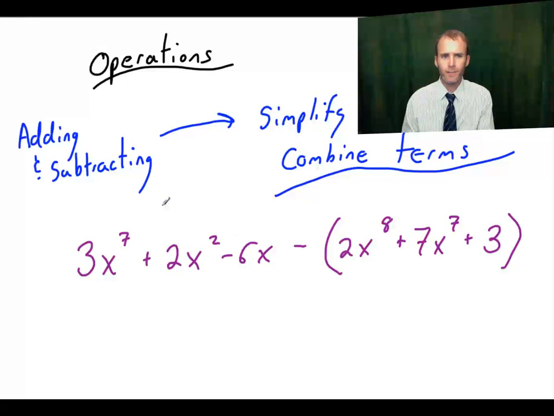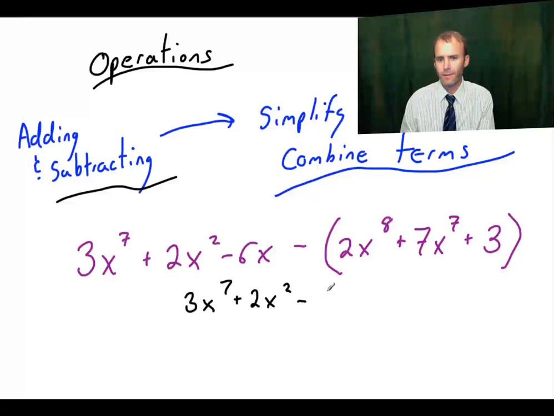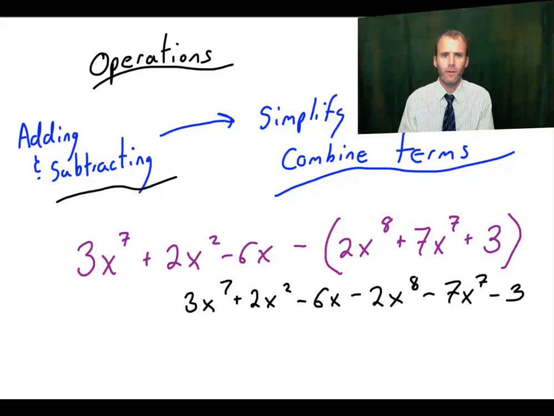First thing in here is we see that this is a subtracting one. The subtractions are a little bit harder. And the first step that I would recommend is getting rid of that parenthesis by distributing the negative to everything. And by distributing a negative, that just changes the sign. So that's minus 2x to the 8th minus 7x to the 7th minus 3. Now we're going to go through and we're going to combine like terms.